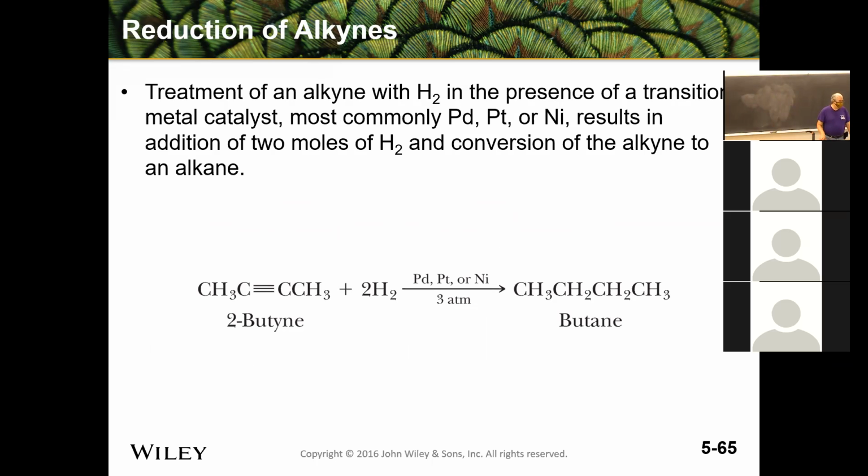Okay, just like with alkenes, we can also reduce alkynes to alkanes. If we start with an alkyne, such as 2-butyne, using a nickel, palladium, or platinum catalyst, and if you look at the periodic table, all 3 of these metals are in the same column. This can be done at about 3 atmospheres, room temperature. We add 2 moles of hydrogen gas, 2 hydrogens to each side, we end up with the corresponding alkane.